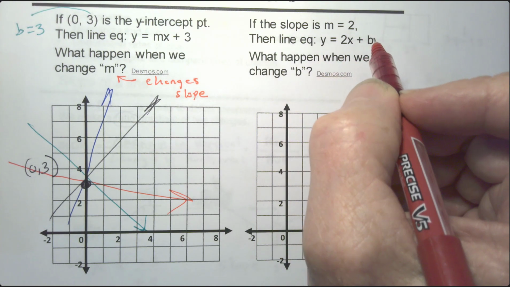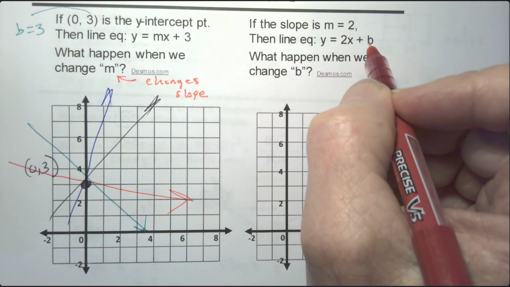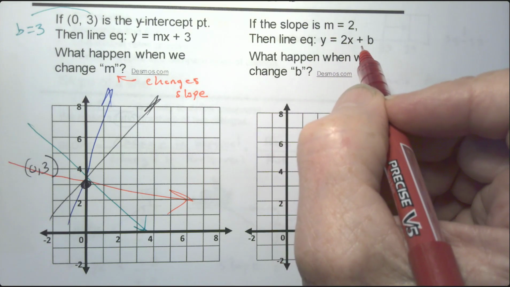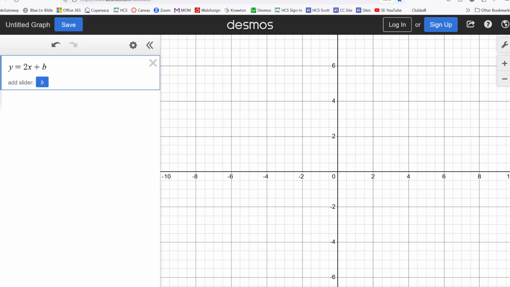But the b, I don't have a b number, and I'm going to change the b. And what is the effect if we change the b? Okay, so we're going to go back to Desmos. Look at this again, this time when b is different. All right, hang on. We'll switch over to Desmos and look at that.